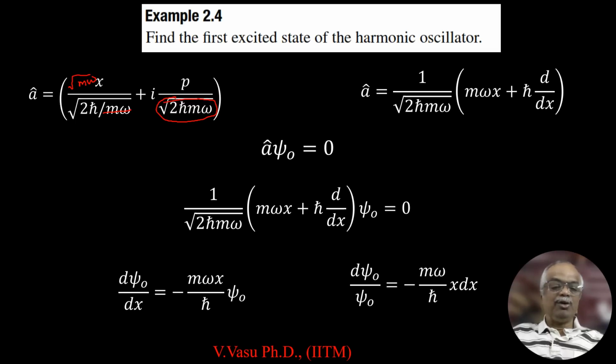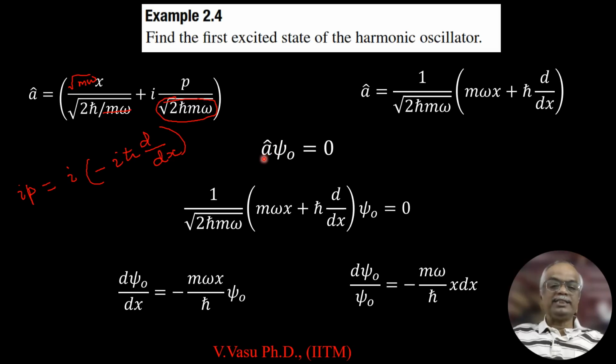So, what is i p? i into the p operator, where p is minus i h-bar d by dx. This is the operator. So, i into i squared, which is minus 1. So this will become plus h-bar d by dx. That's what I have written here.